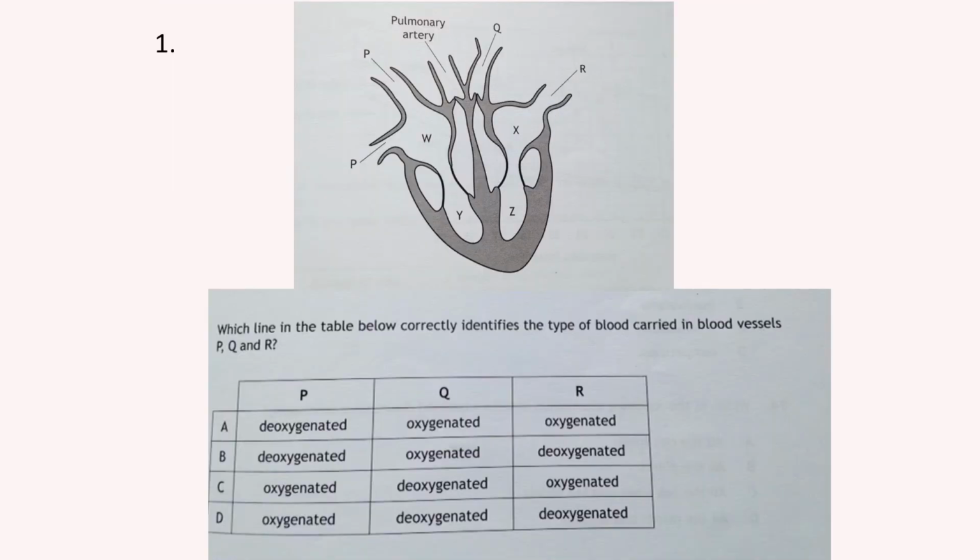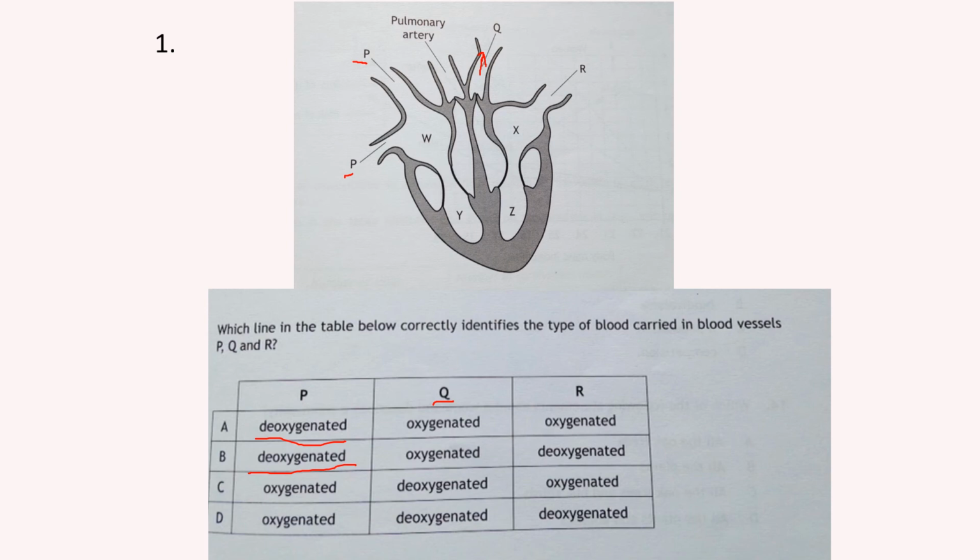The next question is which line in the table correctly identifies the type of blood carried in blood vessels P, Q and R. So pause the video and try to come up with answers before I go over the answer with you. So the answer would be that first of all we have to identify if the blood in P is oxygenated or deoxygenated. Well, we know it's coming from the body, it's going into the heart, so it must be deoxygenated. So the answer is either going to be A or B. Then we have to look at Q, so that's this one here.